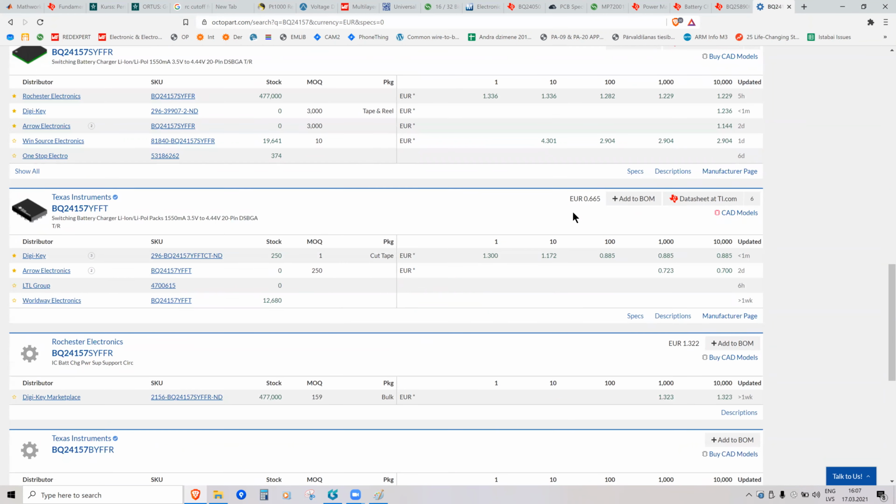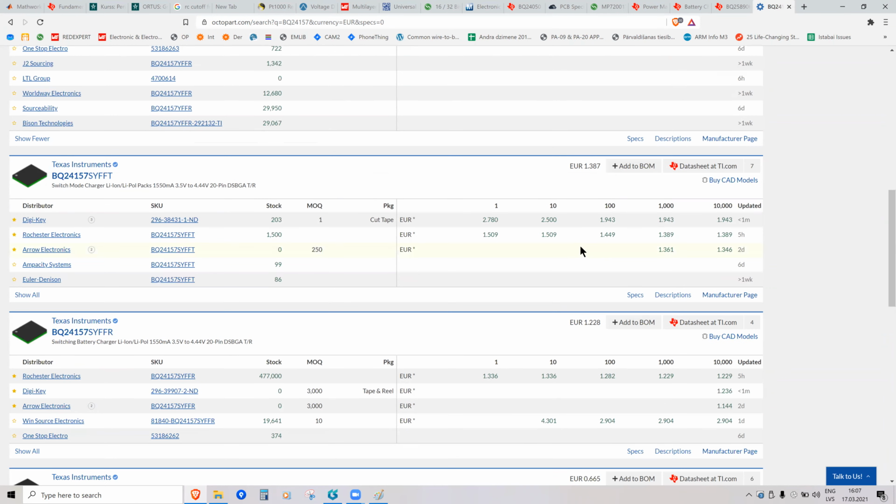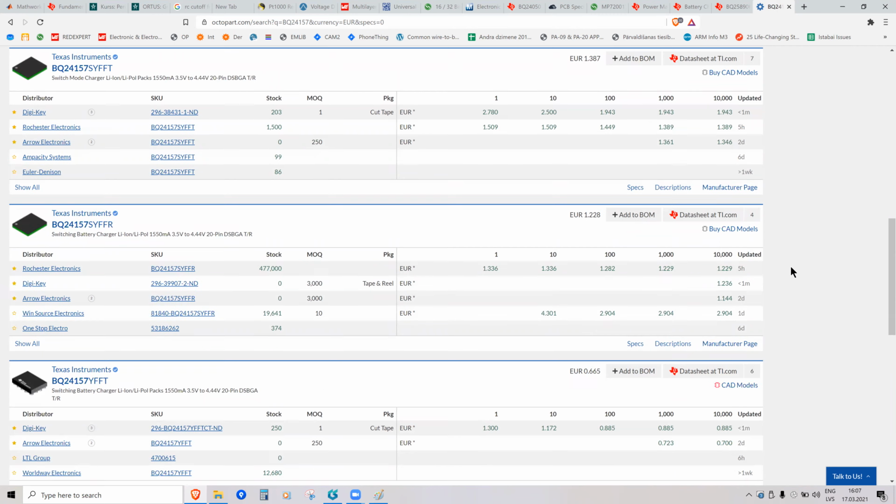So Octopart is a really good place to use. It's really good actually. It will make it a lot easier to find the parts, instead of going to those websites individually and searching.